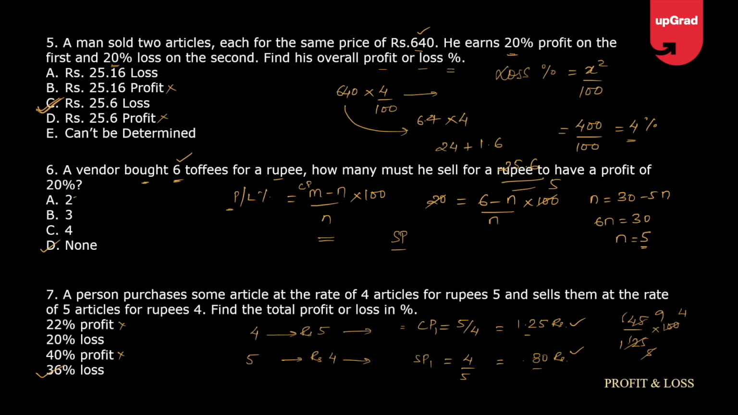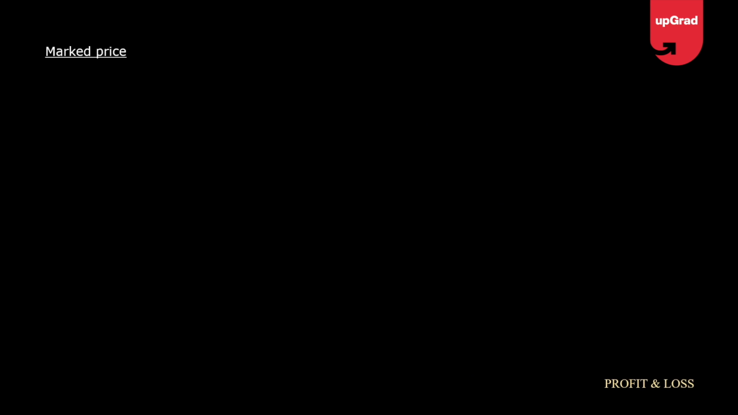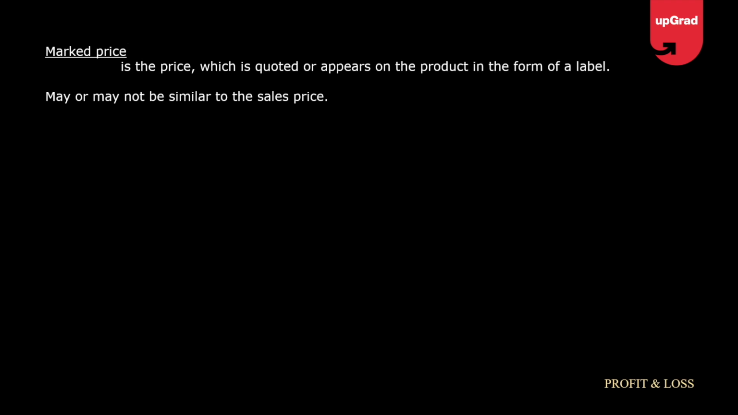Again, a simple one, just that you can't apply the m minus n formula here. Let's see what we have next. Now there are two concepts other than profit, loss, cost price, selling price. There are two more concepts which are very important in the concept of profit and loss, and that is marked price and discount. What is marked price? Marked price is the price which is quoted or appears on the product in the form of a label. So when we go to the shop and we pick up a product, there's a tag on the product which has some price written over it. That's called as marked price.